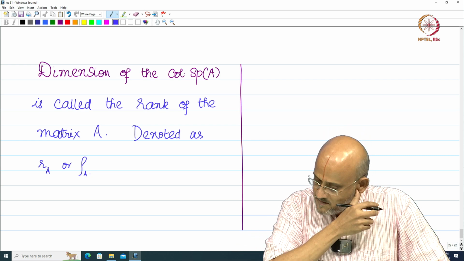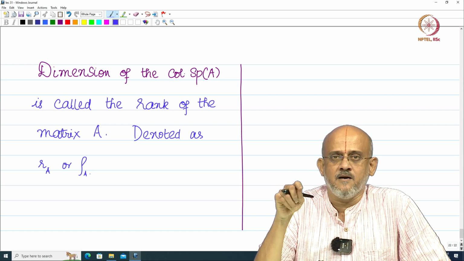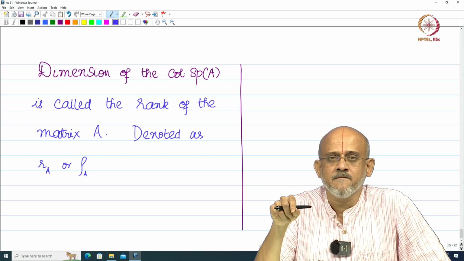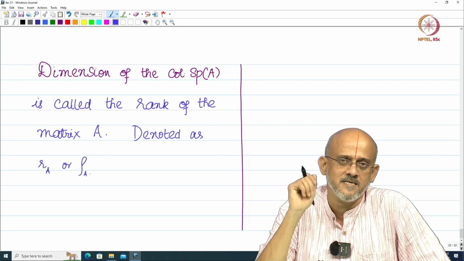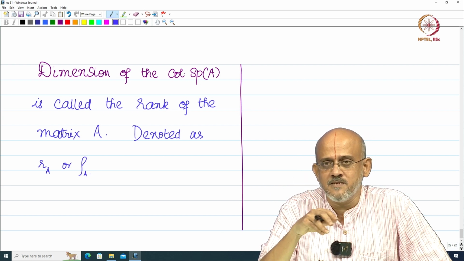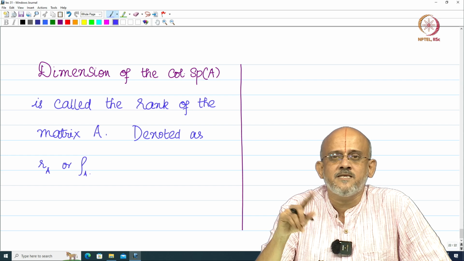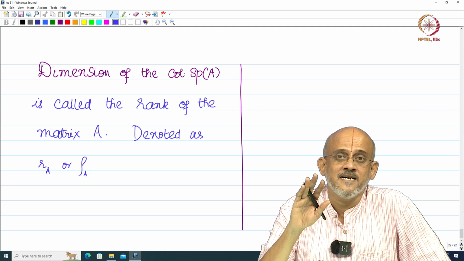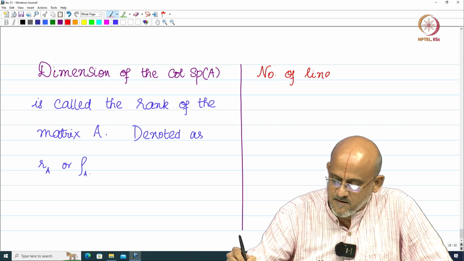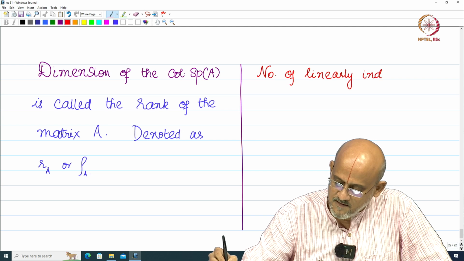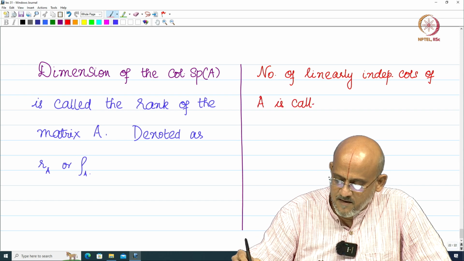If you look at the dimension of the column space of A, that basically corresponds to the number of elements in the basis for the column space of A. To find a basis, you can look at the column vectors which are linearly independent in the matrix A. Those linearly independent vectors can be the basis for the column space of A, which means the number of linearly independent columns in a matrix corresponds to the rank of A. So let us write this: the number of linearly independent columns of A is called the rank of A.